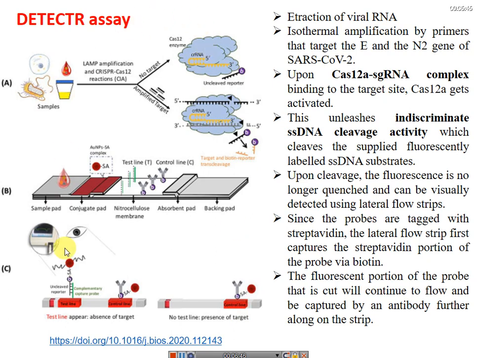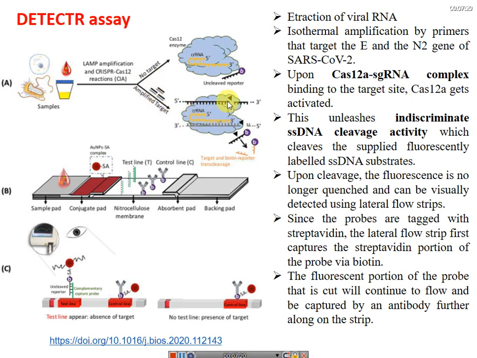This also represents a simplified figure of the DETECTR assay. Extraction of viral DNA or viral RNA is done. Then isothermal amplification by primers that target the viral antigens, like we can target any antigen like the E or N2 genes, that will be amplified by isothermal amplification, and then upon addition of the Cas12 sgRNA complex, once it binds to the target, it gets activated.